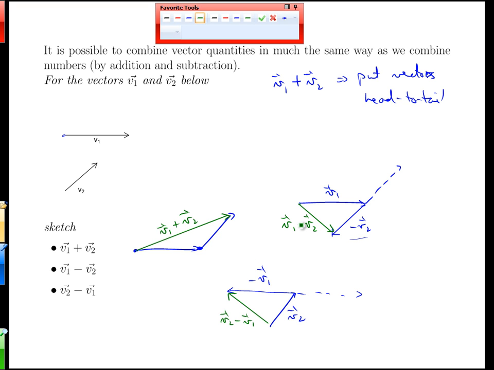So a lot of the algebraic manipulations that we do with regular numbers and variables apply to vectors. We're going to see where that breaks down when it comes to multiplication, but certainly for addition and subtraction, vectors behave like you would expect.